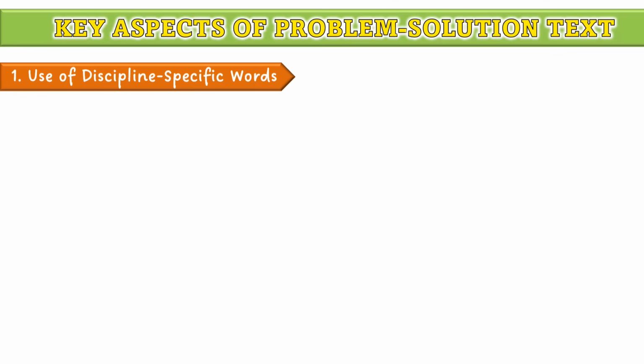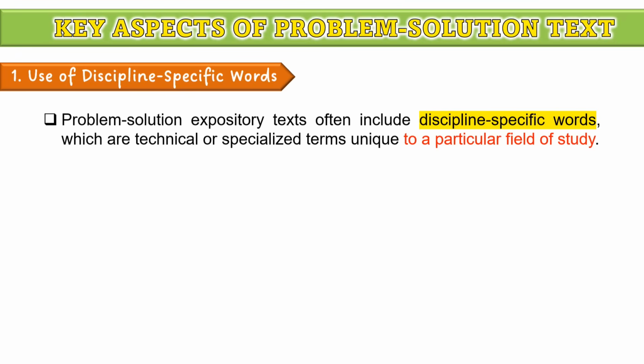To discuss further, here are some key aspects of problem solution expository text. Number 1. Use of discipline-specific words. Problem solution expository text often include discipline-specific words, which are technical or specialized terms unique to a particular field of study. These words ensure accuracy and precision when discussing a problem and its solutions.